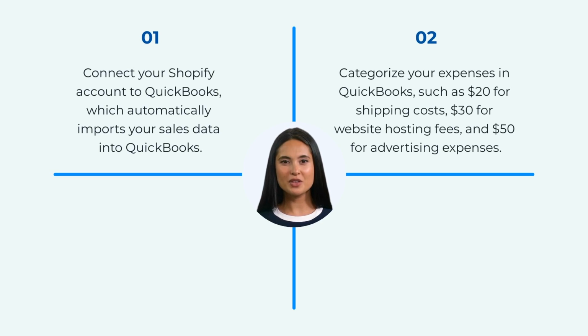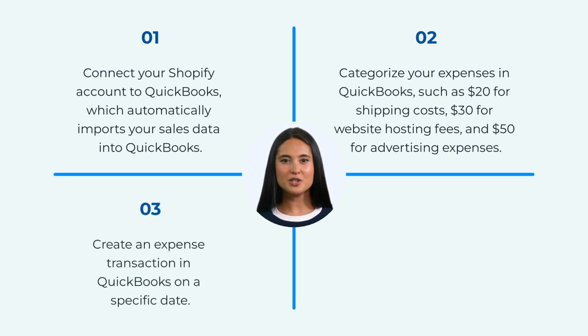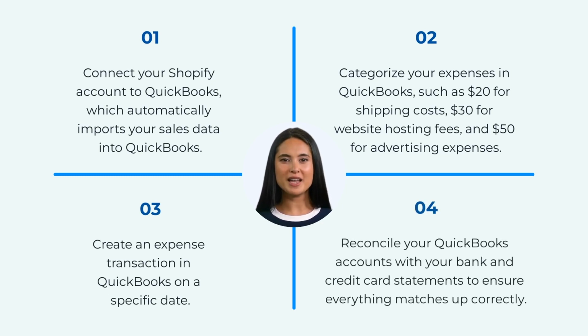Number 2. Then categorize your expenses in QuickBooks, such as $20 for shipping costs, $30 for website hosting fees, and $50 for advertising expenses. Number 3. You create an expense transaction in QuickBooks on a specific date. Number 4. You reconcile your QuickBooks accounts with your bank and credit card statements to ensure everything matches up correctly.